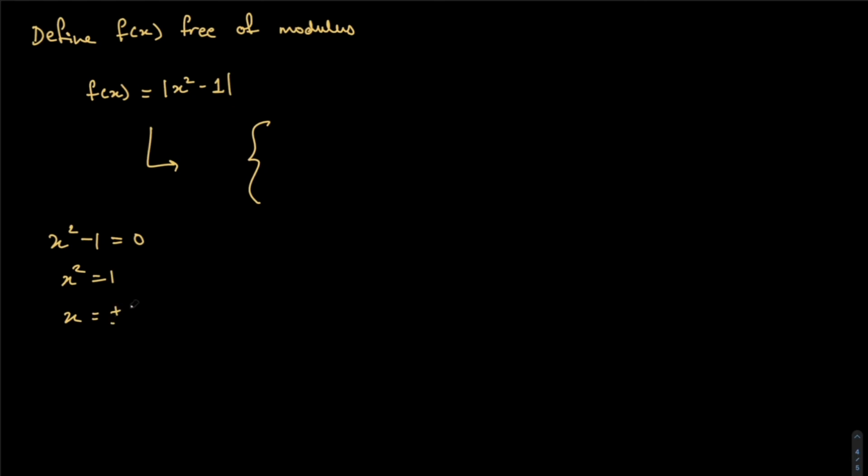x is equal to plus or minus 1, right? So these are my two turning points. So I'm going to have x squared minus 1 if x squared minus 1 is greater than 0, and I'm going to have the negative of f of x, that is negative of x squared minus 1, when x squared minus 1 is less than 0. So when am I going to have these two cases?